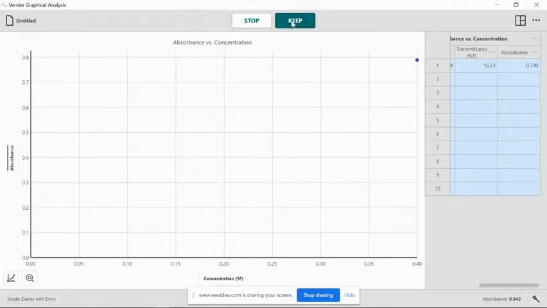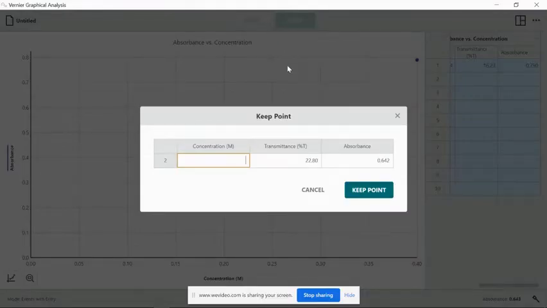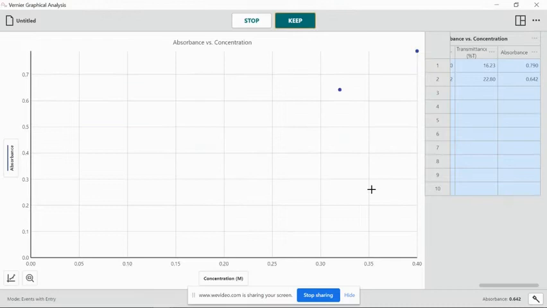Okay, so we're getting our first measurement for our 0.32 molarity. So at 0.32 molarity, we have an absorbance of 0.642. So it's less concentrated, so it's absorbing less light. We're going to keep that data point and place it right here on the data chart. So I'm going to make one more, and then I'm going to do the rest of them without video.